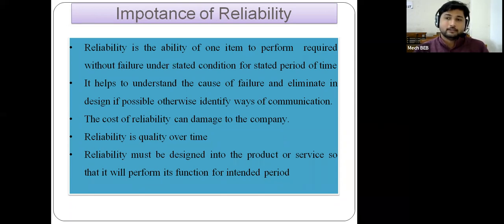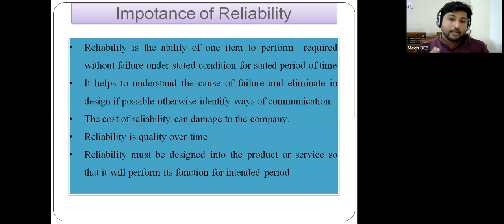And to increase the reliability of a product, companies perform a number of live tests and showcase those tests to their customers, to show how reliable our product is, that it will not fail during its working lifetime and will perform all its tasks for a longer time period.